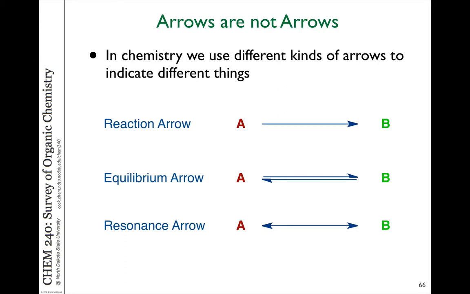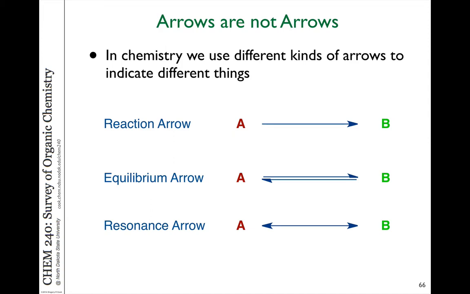So on this slide, what I've shown you is that there are different kinds of arrows when we're talking about a reaction. So when molecule A gets changed or transformed into molecule B, we have a reaction arrow that starts on the left and points to the right. So that indicates that A is being transformed into B, or some reaction is taking place.